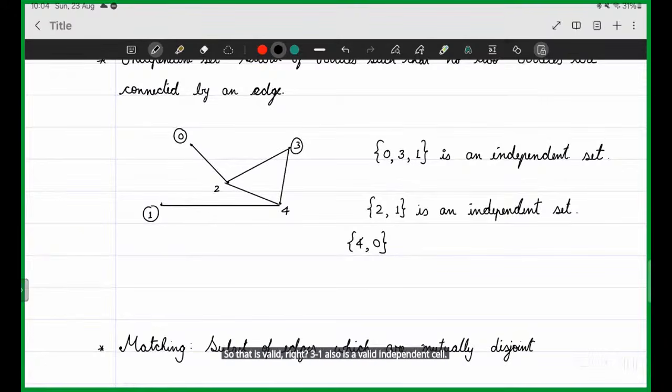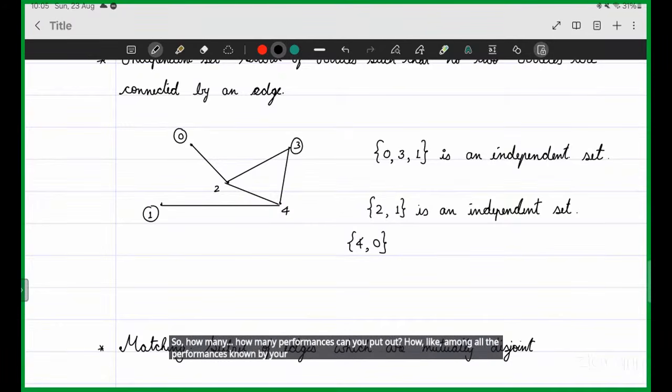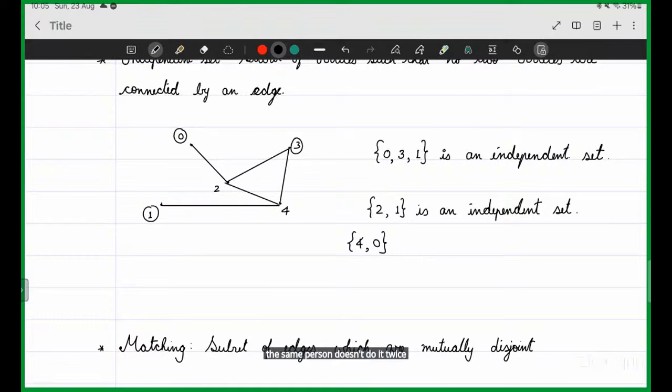That is valid, but mostly it is maximizing the number of vertices that is important over here. So this would be the more ideal thing. So how many performances can you put out? Among all the performances known by your music school or whatever, what is the maximum number you can show while also ensuring that the same person doesn't appear twice. So that is one way to think about it.